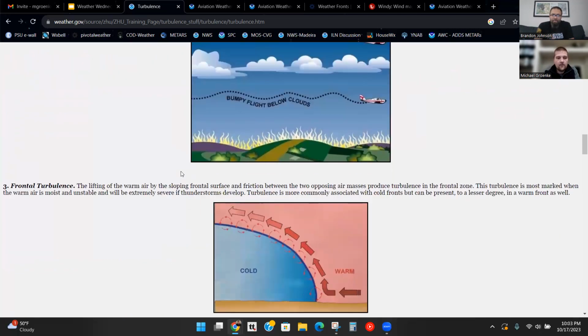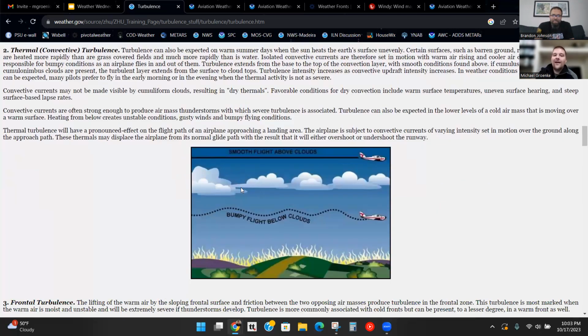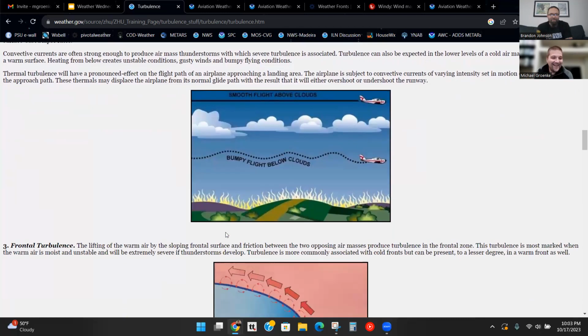So yeah, I love the graphic that they get. It makes it look like the world's on fire. Yeah, I know. Don't land there, guys.